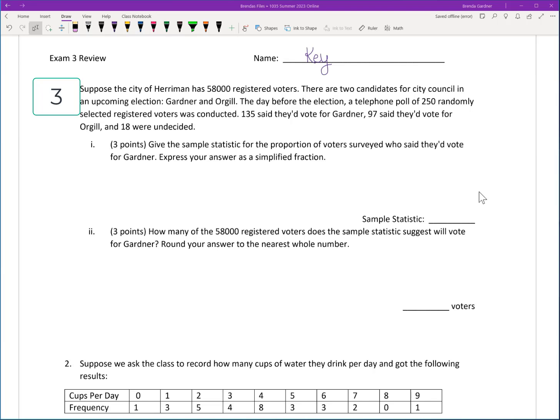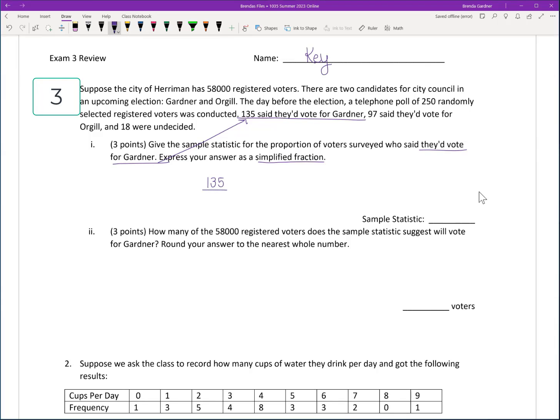So part 1, or the first question, is: give the sample statistic for the proportion of voters surveyed who said they'd vote for Gardner. So we're going to go up here. If they have voted for Gardner, then I'm going to pull that information from the 135. So 135 is the raw number of people that want to vote for Gardner, but you want to, of course, make this into a fraction. You want the statistic, or out of how many possible voters.